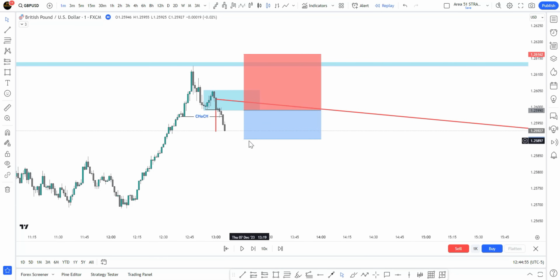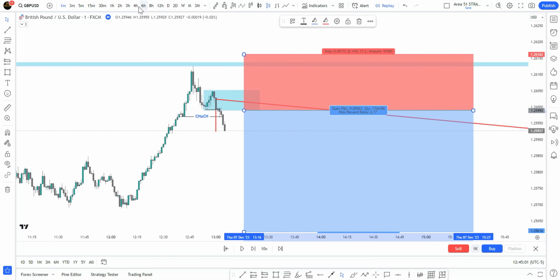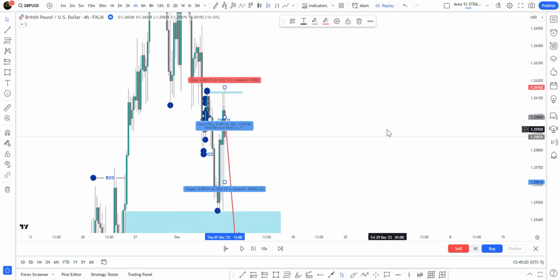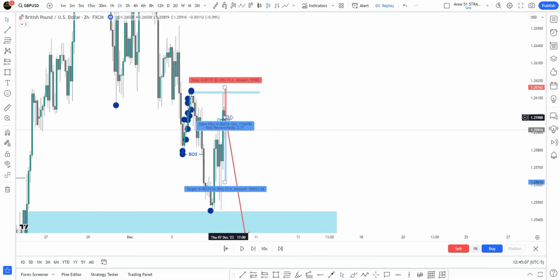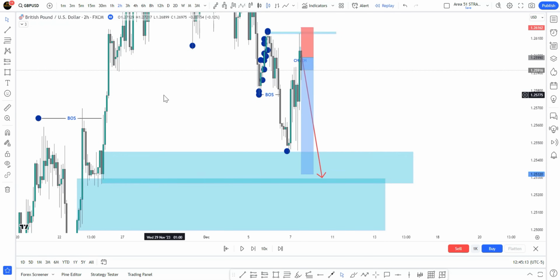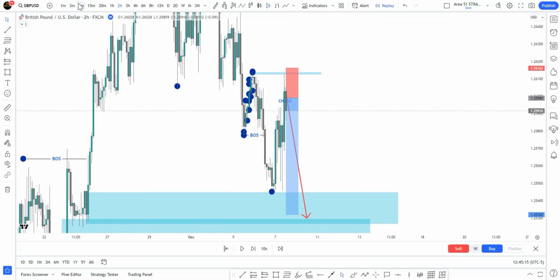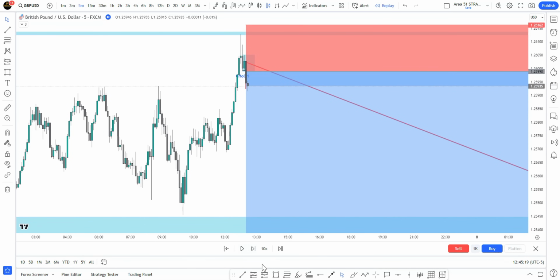All right. So now what I did was I put my stop loss over here about 17 pips, and I targeted the 4-hour area of imbalance, which was right here. Okay, now let me go back to the lower time frame and see how this plays out.